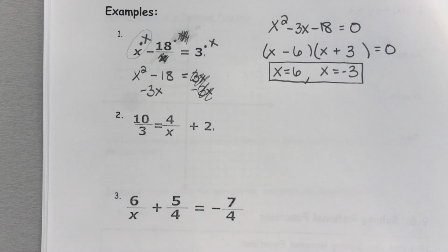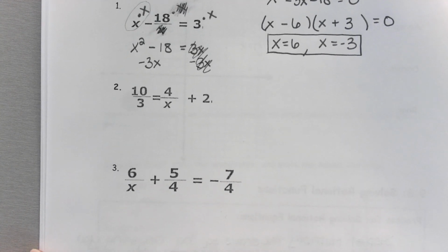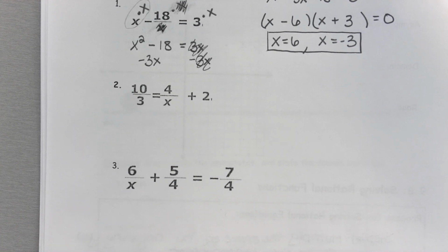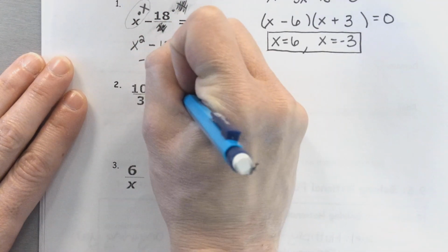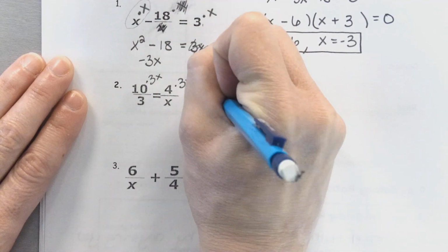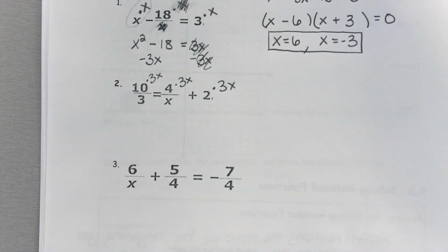Okay? All right. Let's play the same game with number 2. I spy. What do you spy in the denominator? 3. And? X. Okay. So everybody gets a 3x. So we're multiplying everything through by 3x because that's going to help me get rid of the denominators.